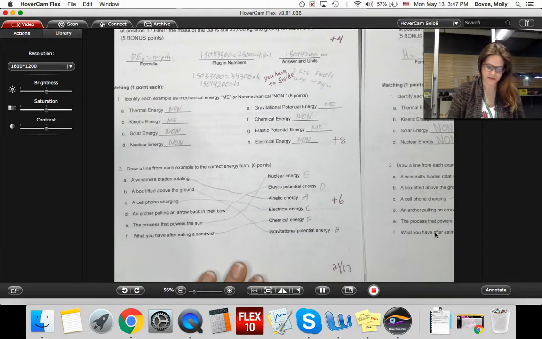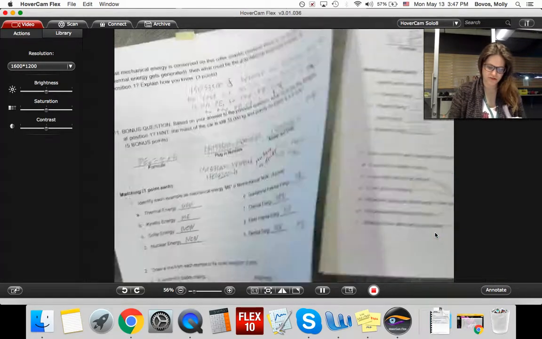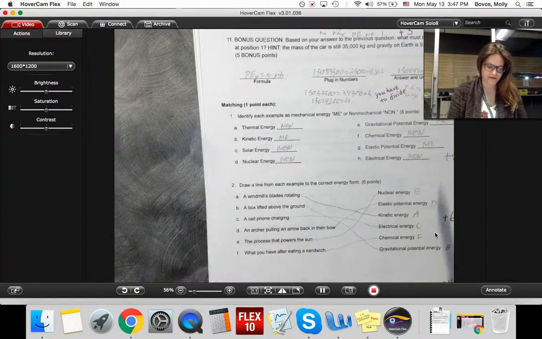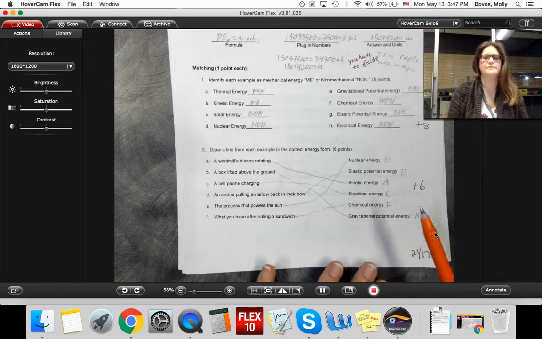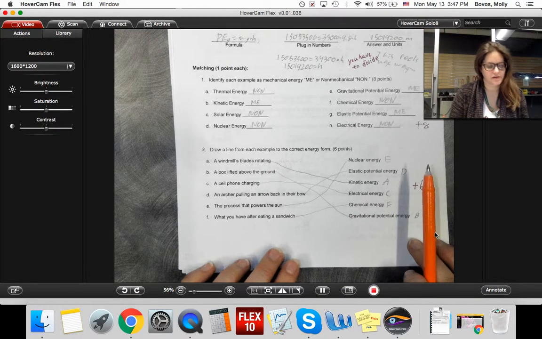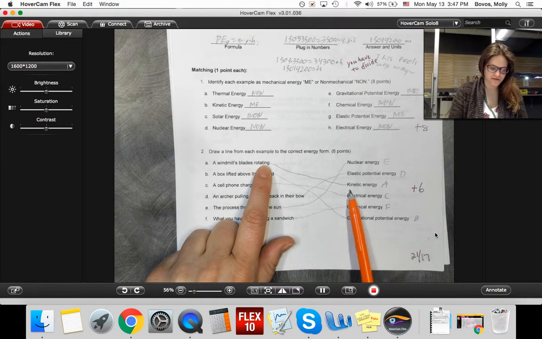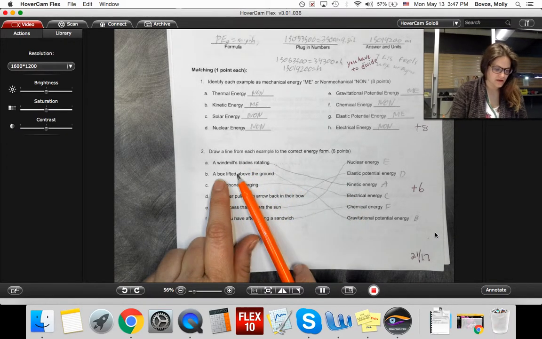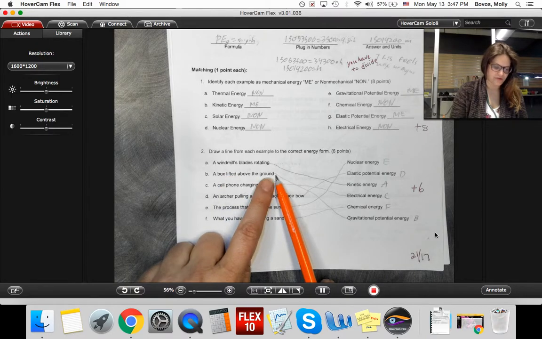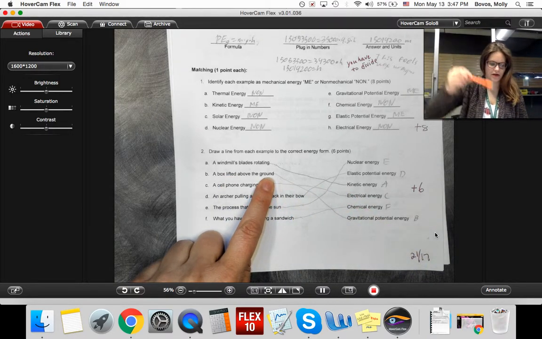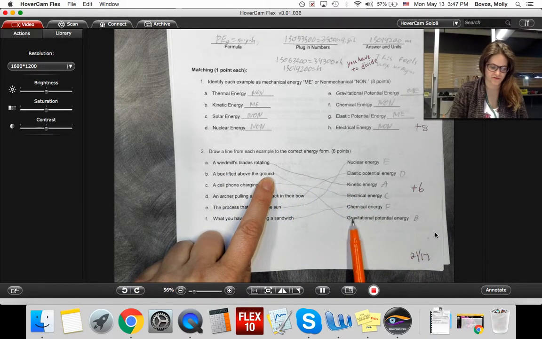Last portion is the matching section. If you wrote the letter next to that, that made it so much faster for me to grade. Thank you. Windmill blades rotating, that is motion, so that's kinetic energy. A box lifted above the ground, that's changing its position to a higher position, gravitational potential energy.